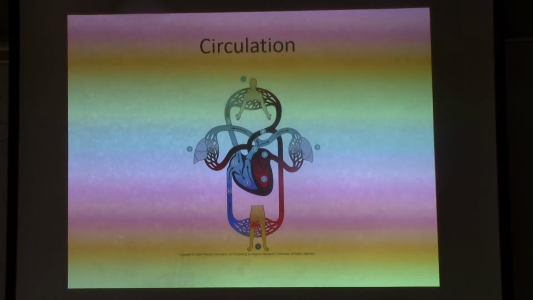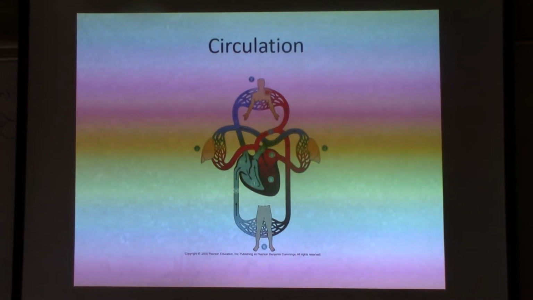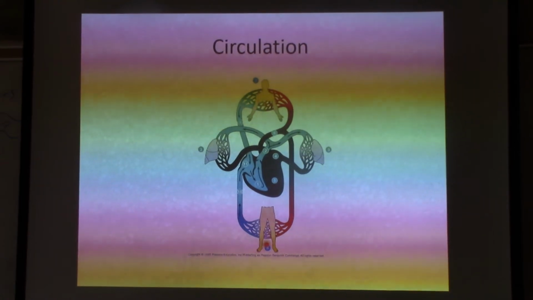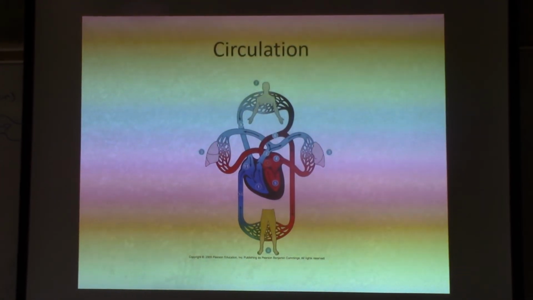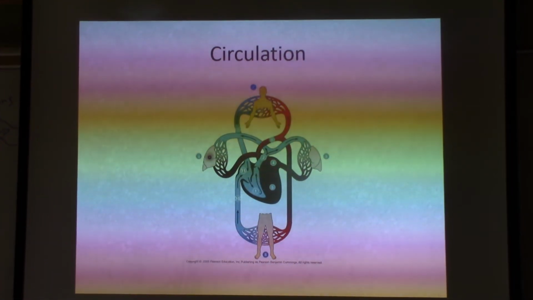Circulation between the body and the heart is called systemic circulation. So between body and heart is systemic circulation. The circulation between the heart and the lungs is called pulmonary circulation.